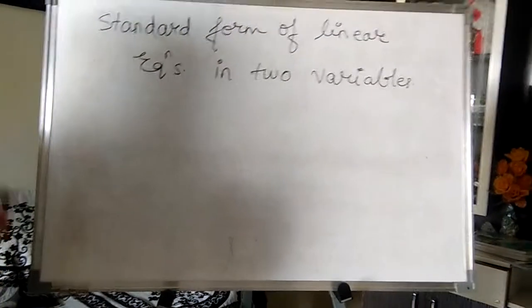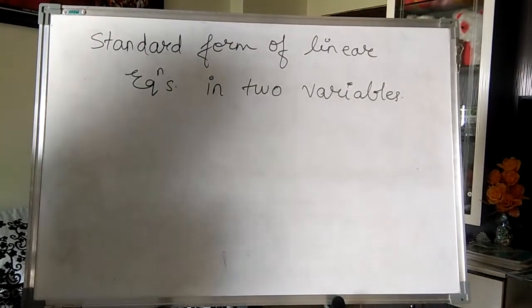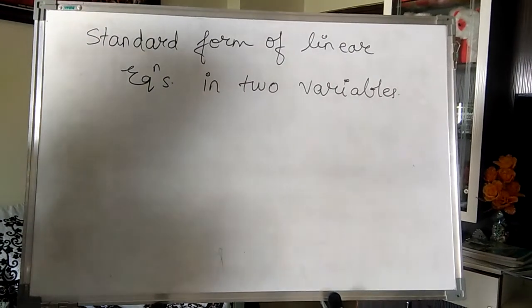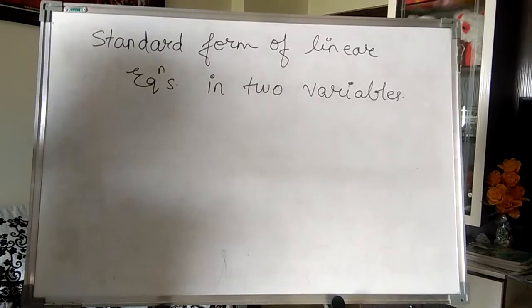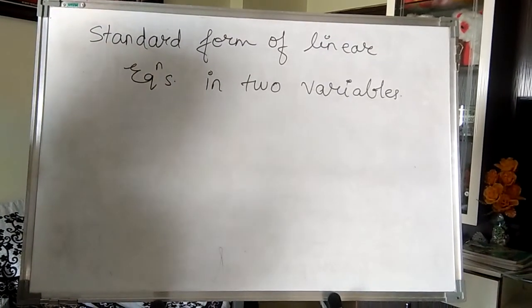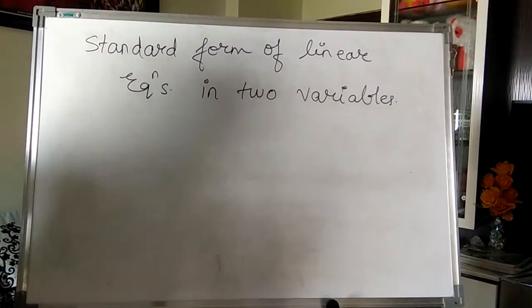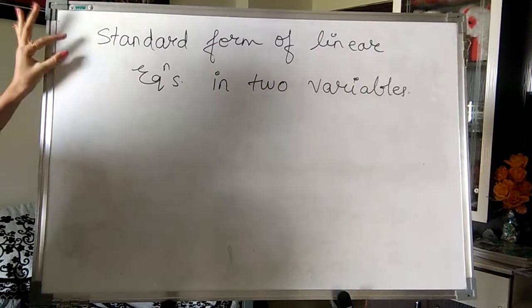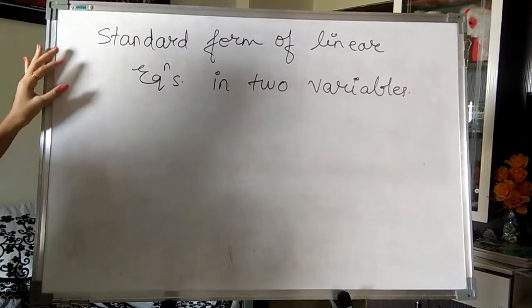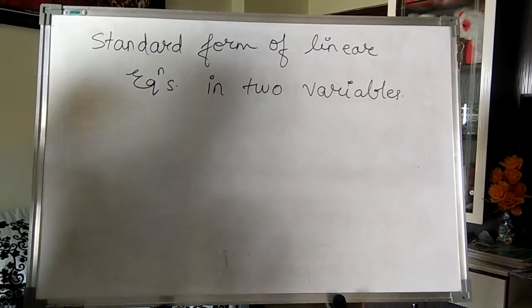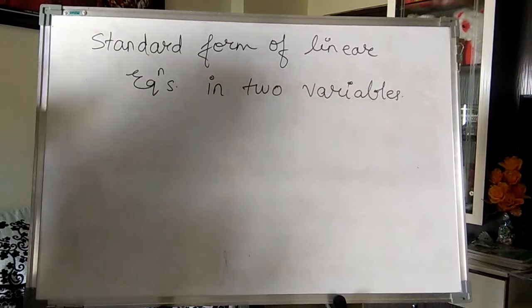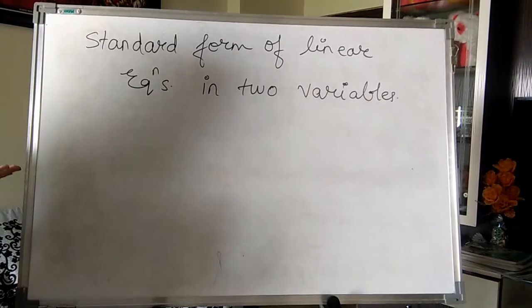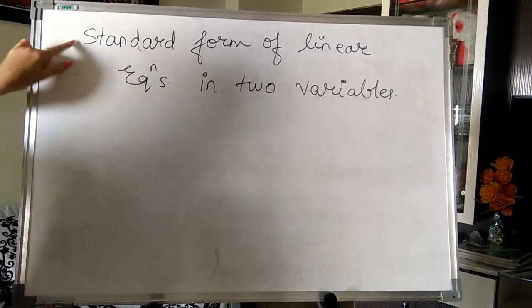Till now we have seen three methods to solve simultaneous linear equations in two variables. First one is the elimination method, second is the graphical method, and third one was Cramer's rule, or we can see it as the determinant method also. For that we have seen the standard form of linear equation in two variables, and we have found the solution of the simultaneous equations using those three methods. Now we are going to find the solution of simultaneous equations which are not in the standard form of linear equation.